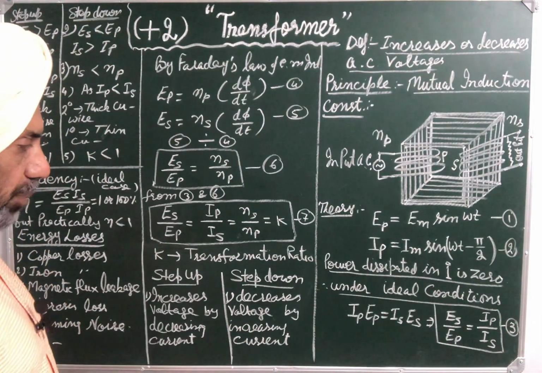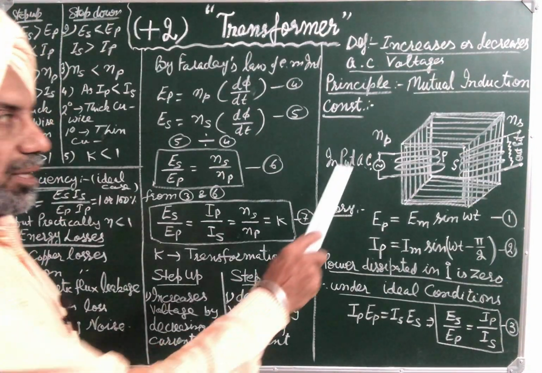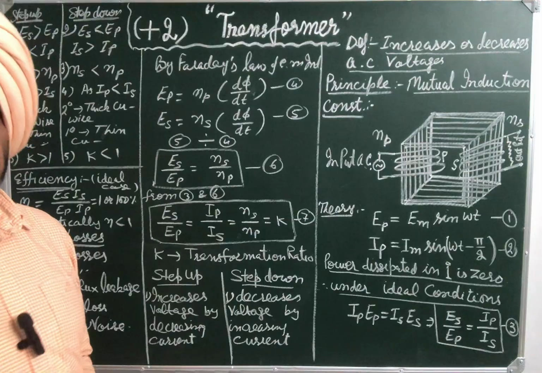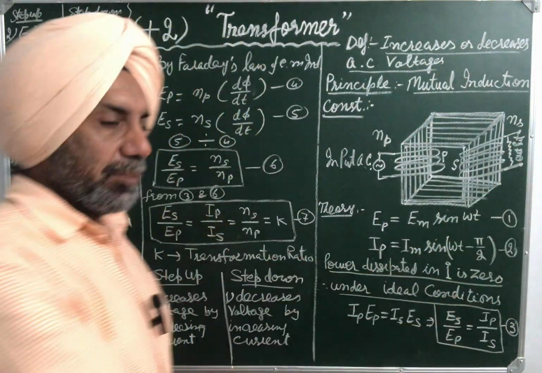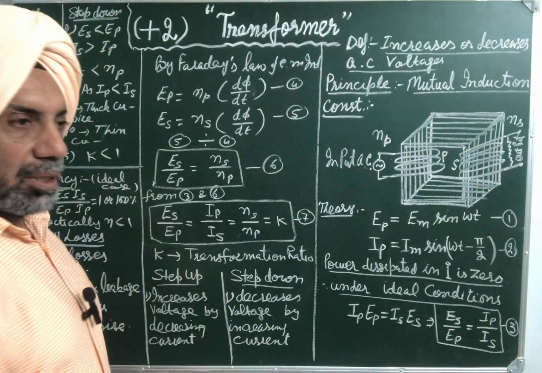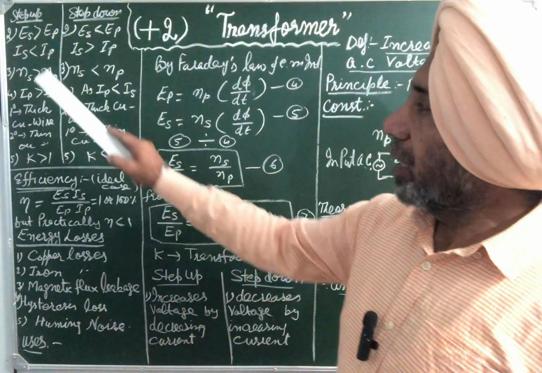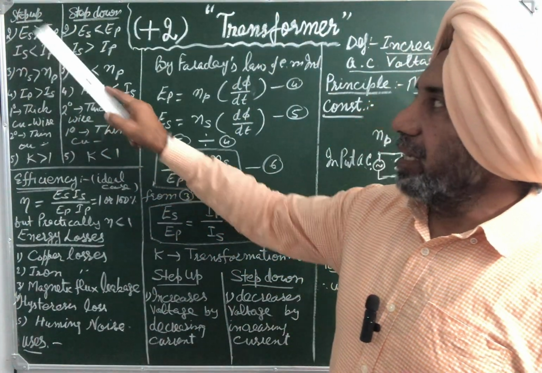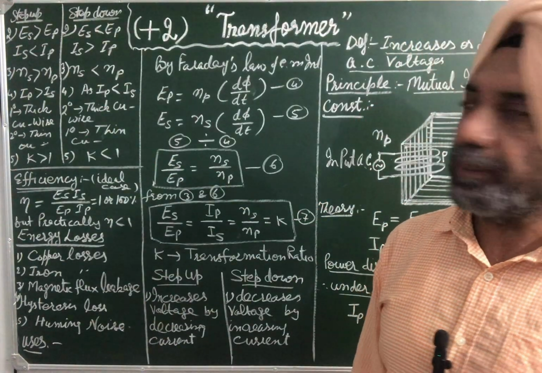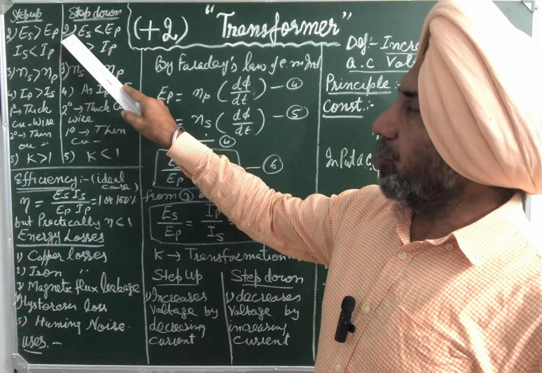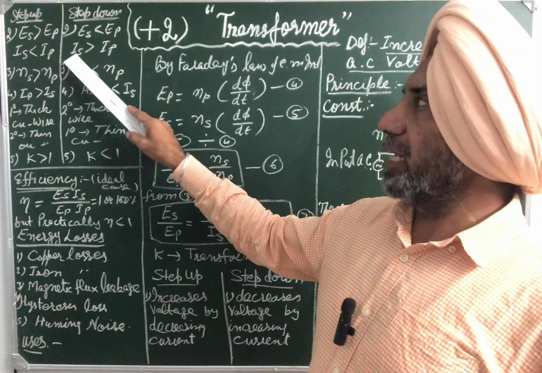What is the difference between a step up and a step down transformer? A step up transformer increases voltage by decreasing current, whereas a step down transformer decreases voltage by increasing current, because I_P E_P is equal to I_S E_S. As E_S is greater than E_P in the case of step up, I_S should be less than I_P because the product remains the same. In a step down transformer, E_S is less than E_P, it decreases voltage, so I_S should be greater than I_P.